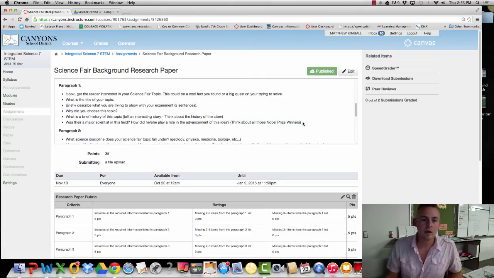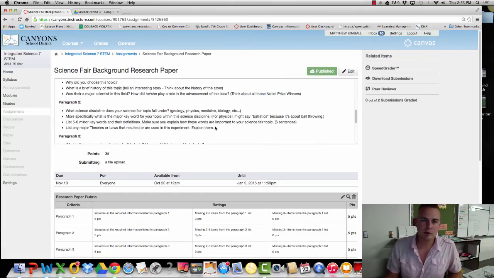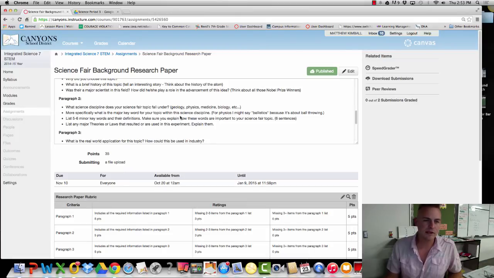Okay. Paragraph 2. Remember, start your next paragraph with a tab, please. What science discipline does your science fair topic fall under? Is it geology? Is it physics? Is it medicine, biology, etc.? If you're doing something with density, you're floating an egg, you're probably going to deal with physics.